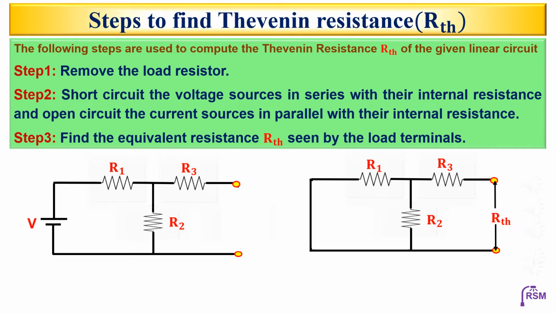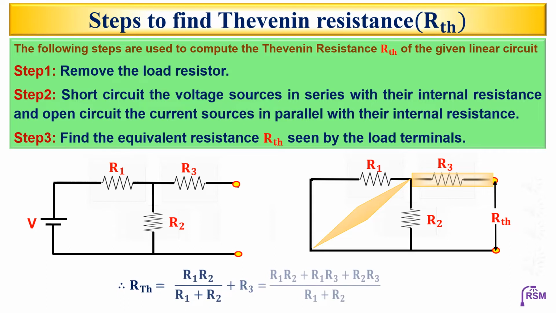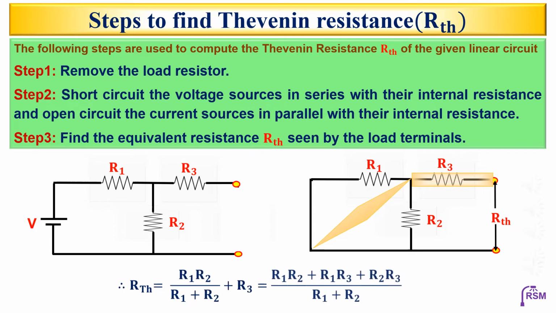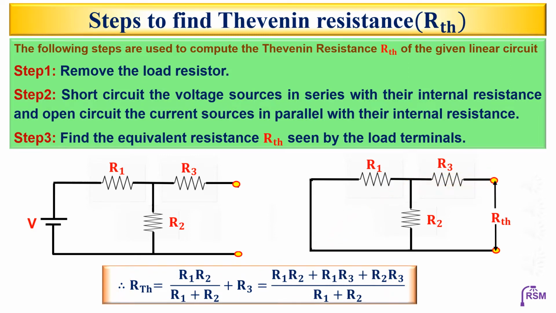In this case, with respect to the load terminals, the resistors R1 and R2 are in parallel combination, and that combination is in series with the resistor R3. Therefore, RTH is given by RTH = R1 into R2 divided by R1 plus R2, plus R3, which is equal to (R1 R2 + R1 R3 + R2 R3) by (R1 + R2). Here it is important to note that there is no internal resistance for the voltage source and there is no current source in the considered circuit.